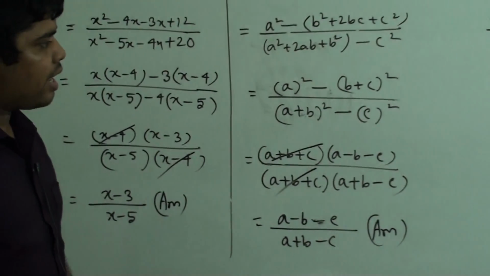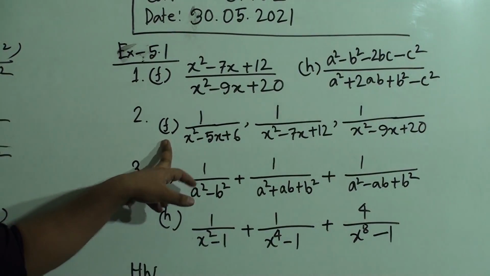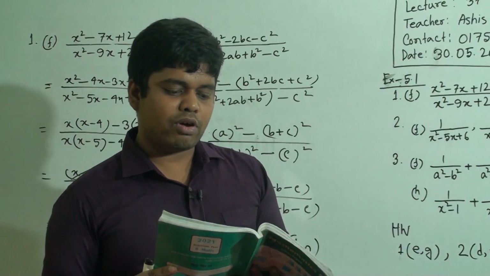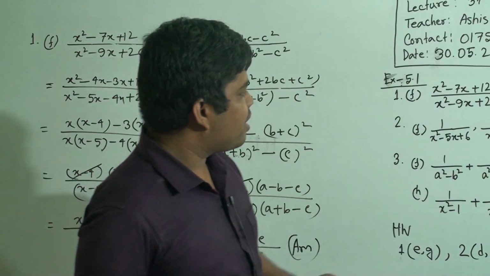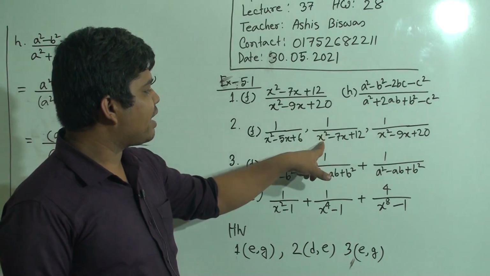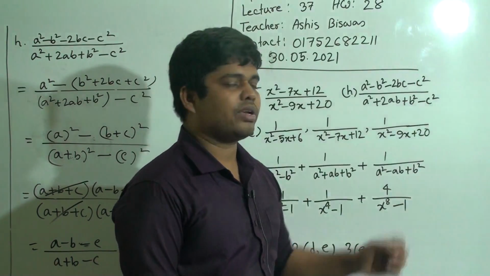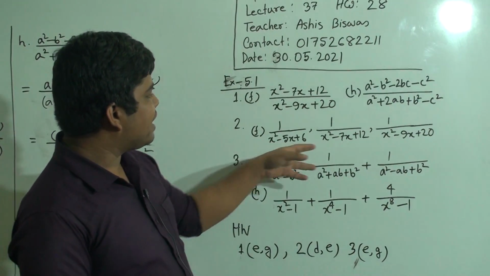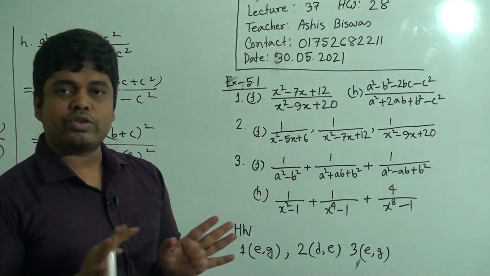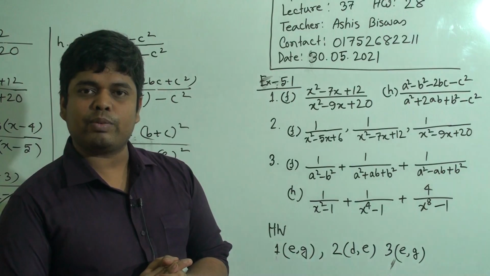Okay, and number 2, one problem is given, which is number F, and the question of this number is express the following fractions in the form of a common denominator. Dear student, please notice 1 by x square minus 5x plus 6, 1 by x square minus 7x plus 12, 1 by x square minus 9x plus 20. Please notice all the denominators are different, but the question asks you to make a common denominator. That means all denominators will be the same, right? Okay, all denominators will be the same.